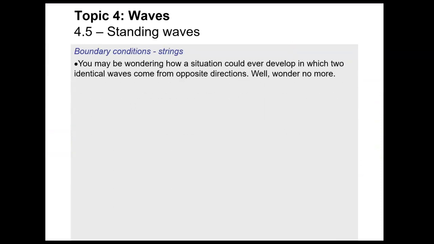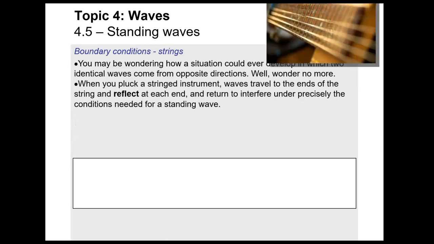So let's go through the notes. You may be wondering how a situation could ever develop in which two identical waves come from opposite directions. And so the analogy we're going to use is, think of when you pluck a stringed instrument. Imagine a guitar string. When you pluck a guitar string, basically from your finger, waves go out in both directions. And when they get to the end points of the guitar, they are going to reflect and they're going to go back towards each other. And as they pass through each other, we know what happens when waves pass through each other. They experience superposition. Okay, and under the right conditions, this can form a standing wave. Okay, so here we have a string and the length is L.